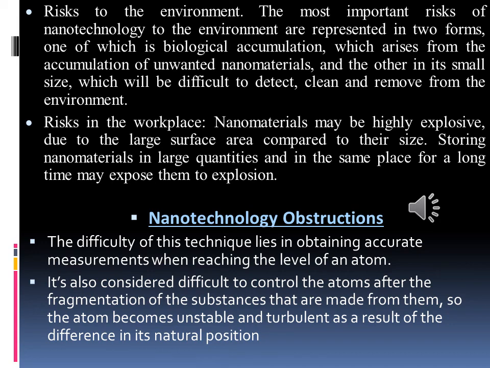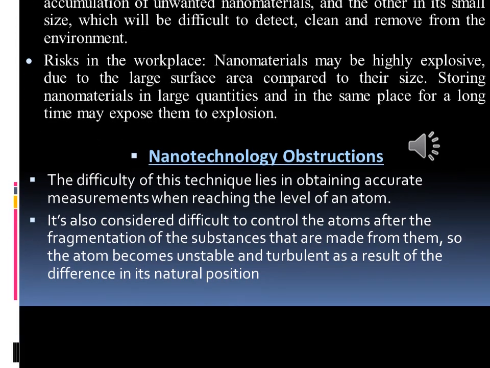Nanotechnology obstructions. The difficulty of this technique lies in obtaining accurate measurements when reaching the level of an atom. It's also considered difficult to control the atoms after the fragmentation of the substances that are made from them, so the atom becomes unstable and turbulent as a result of the difference in its natural position.